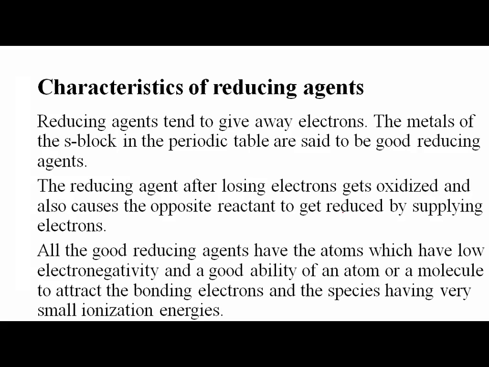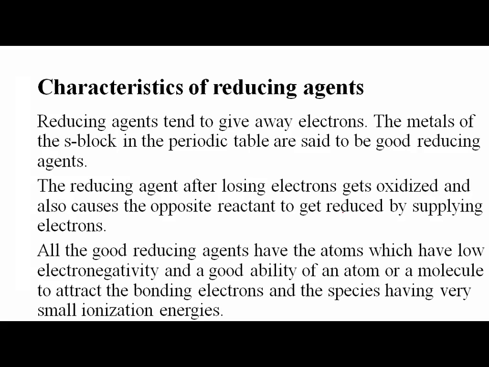What are the characteristics? Reducing agents tend to give away electrons. They tend to lose electrons. The metals of the s-block in the periodic table are said to be good reducing agents. After losing electrons, reducing agents get oxidized and also cause the other reactant to get reduced by supplying the electrons. All good reducing agents have atoms with low electronegativity, the ability of an atom or molecule to attract bonding electrons, and species having very small ionization energies.